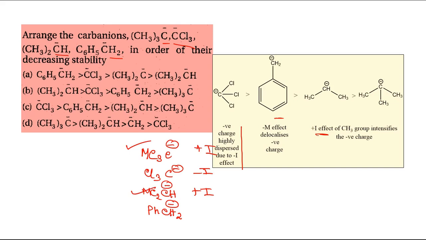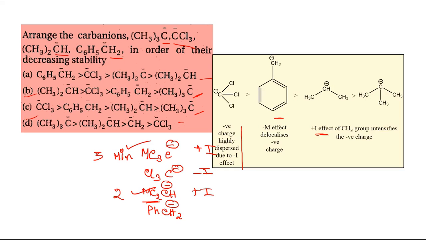So among these two, Me3C minus will be least stable. This will be the minimum stable because there will be a total of 3 plus I effects, but here we will have only 2 plus I effects. So that is why this will be at the minimum point. Now Me3C minus is at the last point only for option B and option C. Now these two are obviously not correct. So in this way we can choose B and C.